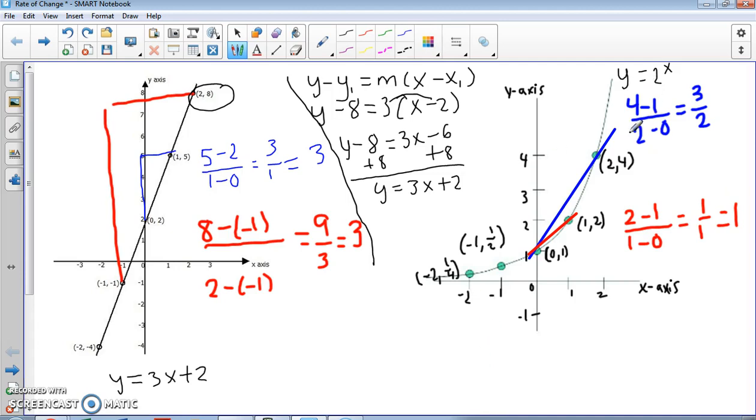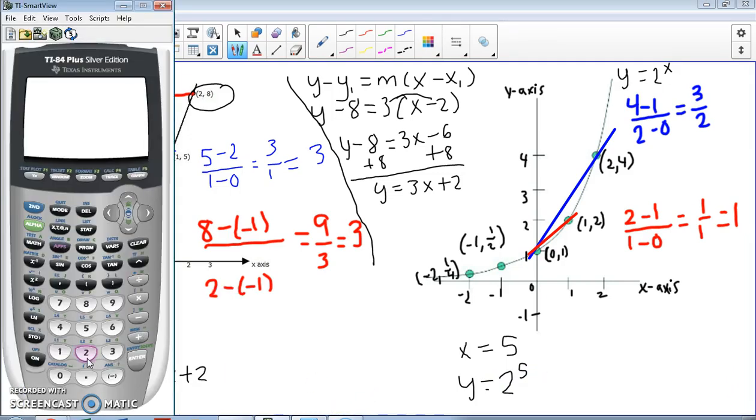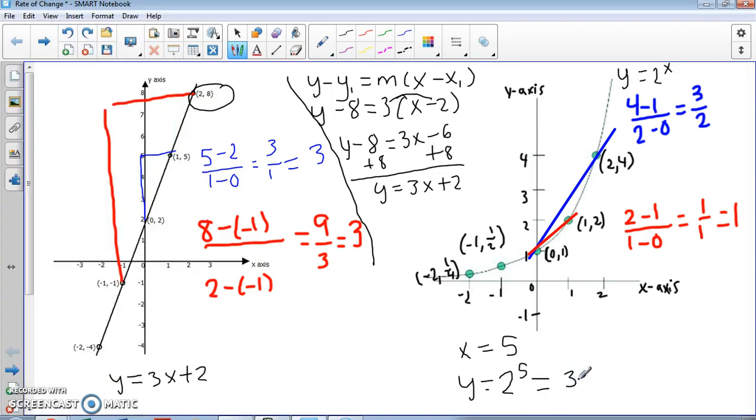If we wanted to extrapolate and say, okay, what is y when x is 5, then I'm going to plug that in. So y equals 2 to the 5th. I can come to my calculator and do 2, and we're going to use our caret key here. It looks like a little rooftop. To the 5th and enter, and that is going to be 32.